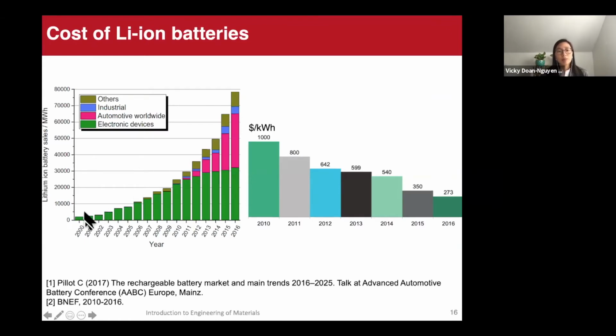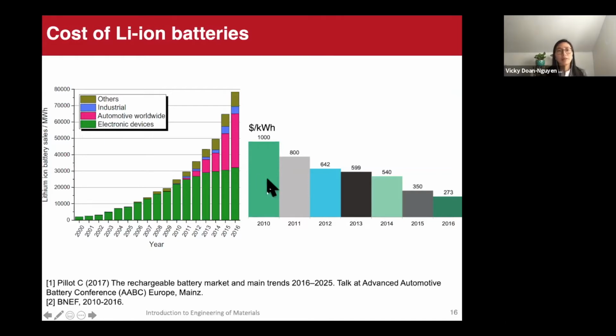So concomitant with the increasing energy density that you just saw, the cost of lithium batteries have also dramatically decreased over the last 10 years. This makes lithium-ion batteries more amenable for electrification of vehicles, and that's evident in these two plots here. So the plot on the left that you see here, you can see that the lithium-ion battery sales have increased over the year, and particularly so for automotive industry worldwide.